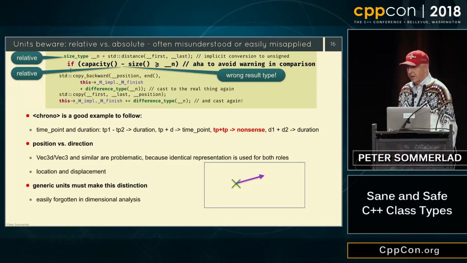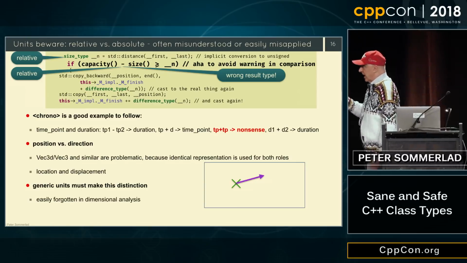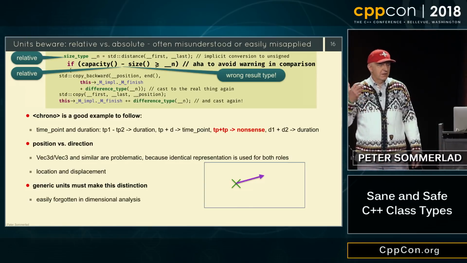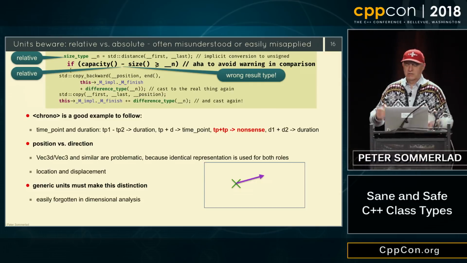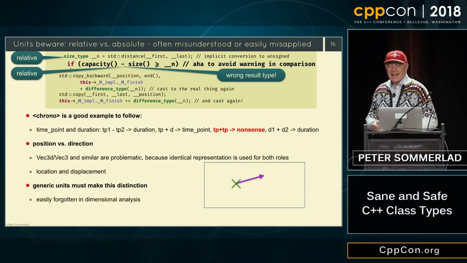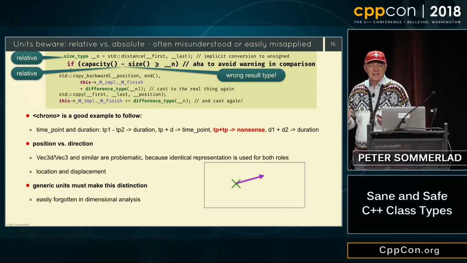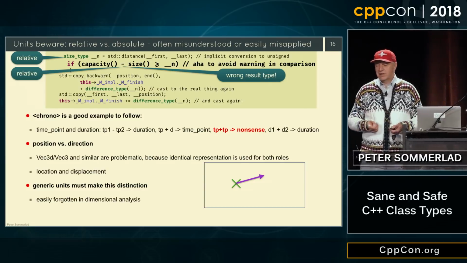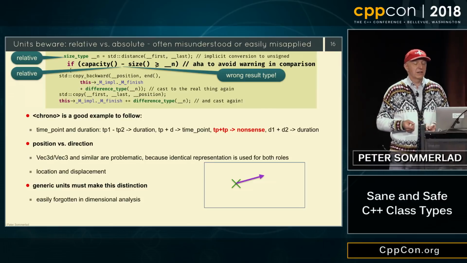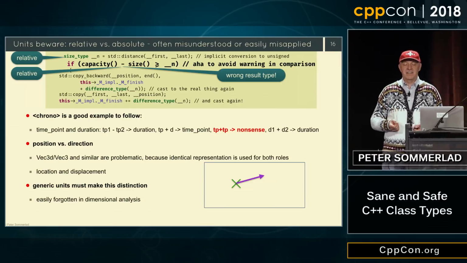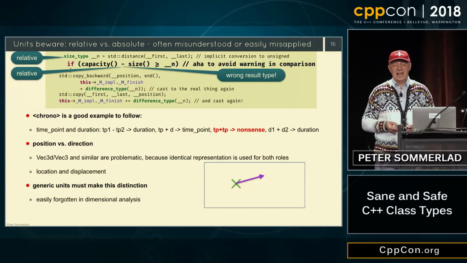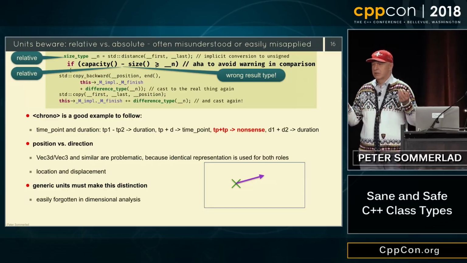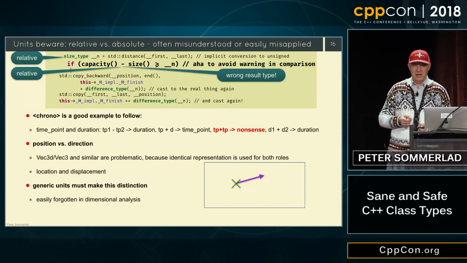I explained that already. And the reason for the problem is we have a relative value, the distance between two indices or pointers, and then we subtract 2 pointers and compare to the relative type again, and just to silence that warning in comparison, actually the difference between two absolute values should be a relative value.